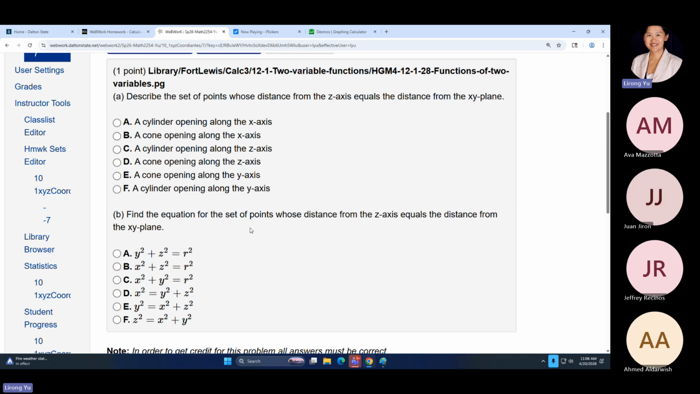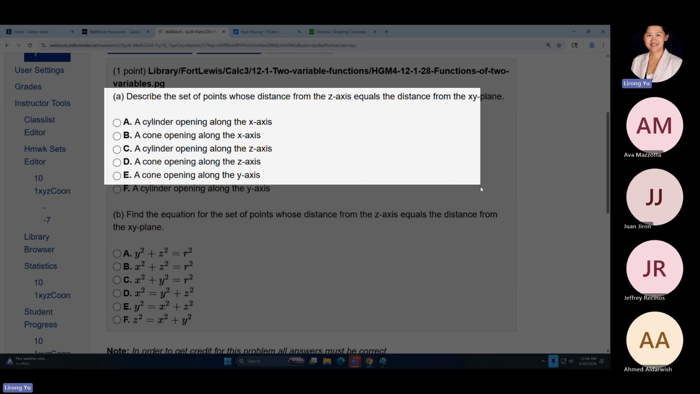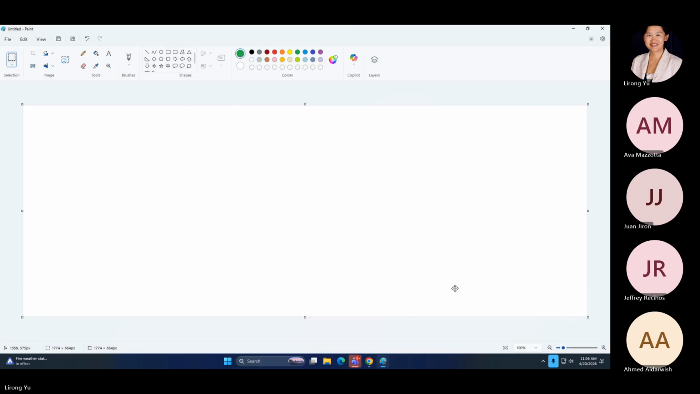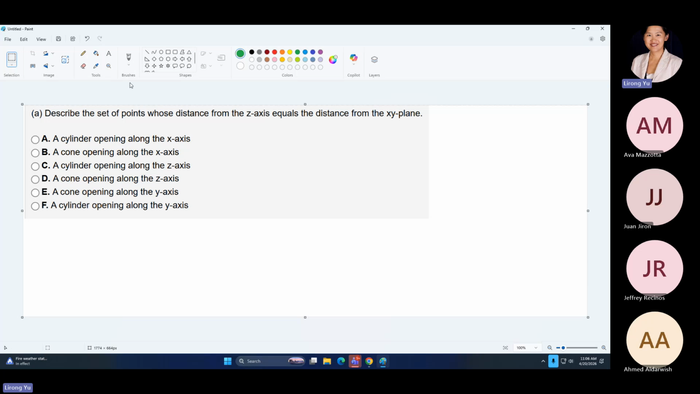I was going to try to match them, but it's not a match. They're individual, so this is totally random. You might have a different set of questions in mind. A describes the set of points whose distance from the z-axis equals the distance from the xy plane. That was the last question on the homework.